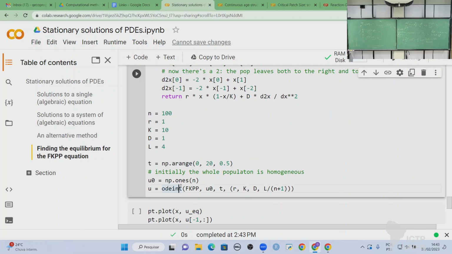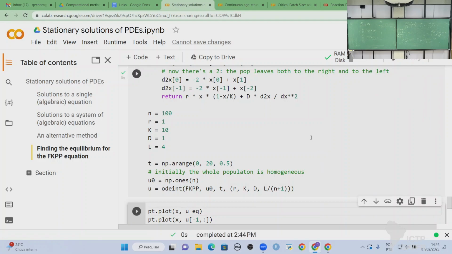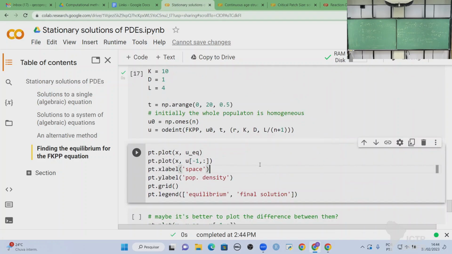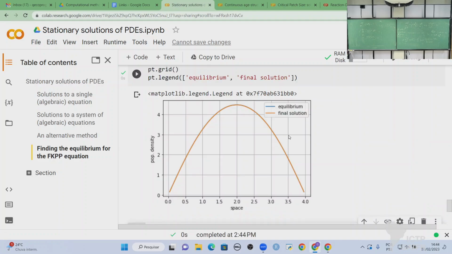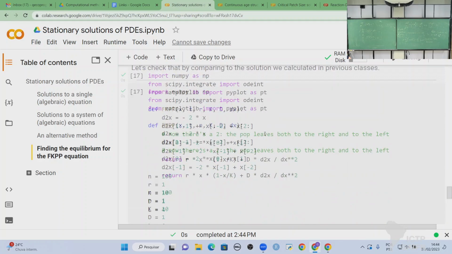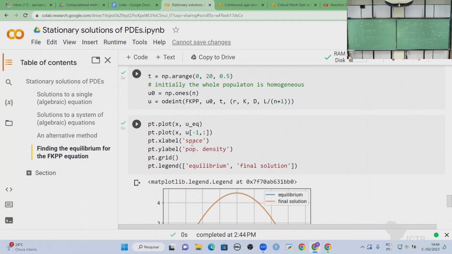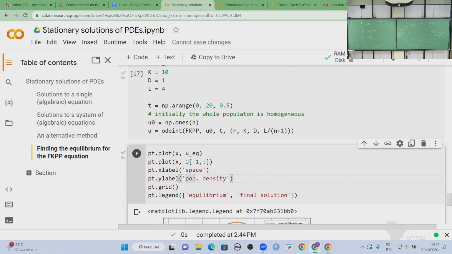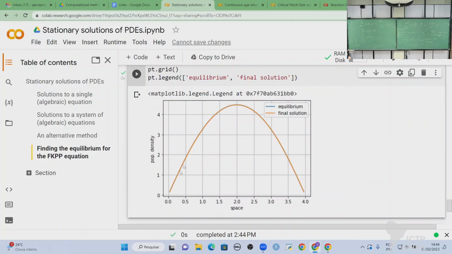And now I run this over time using ODE int, okay? So I'm now running over time, and I get the solution and then plot the two of them. In blue is the equilibrium one that we found using this stuff here. In orange is the final solution. You see I plotted the final solution at the last time, as a function of space, and it's pretty much the same, yeah?